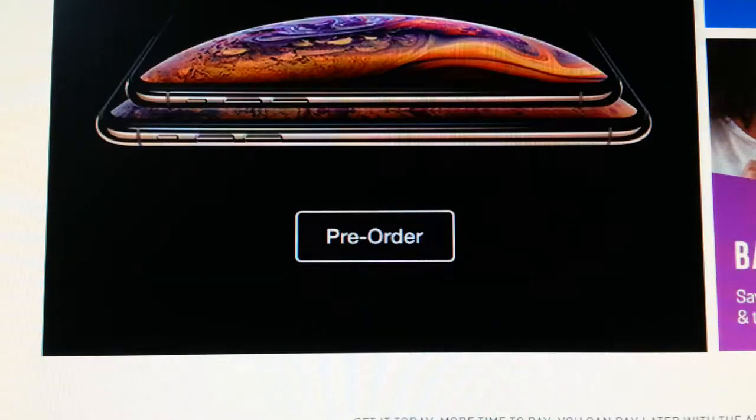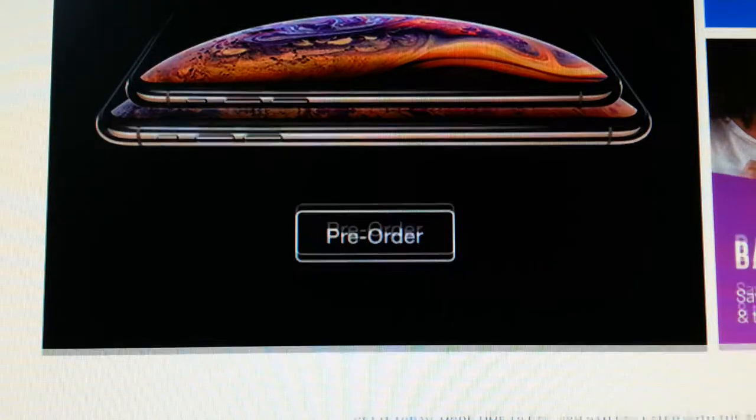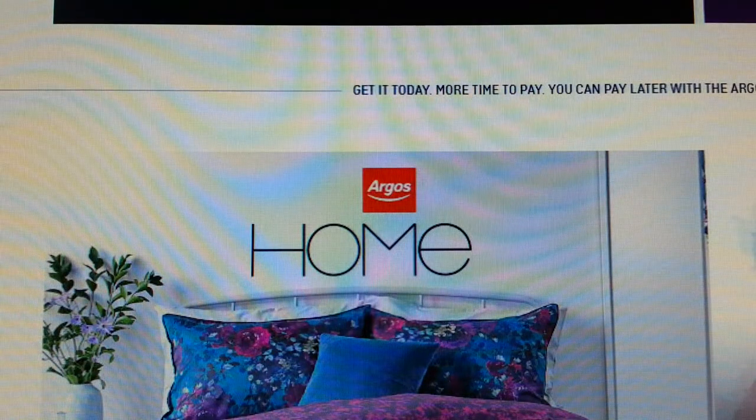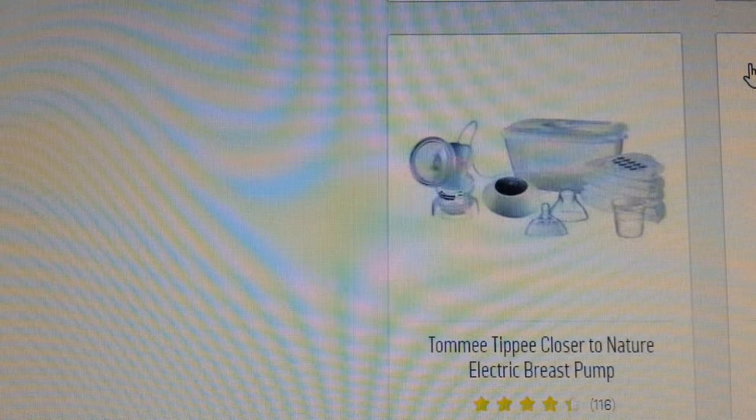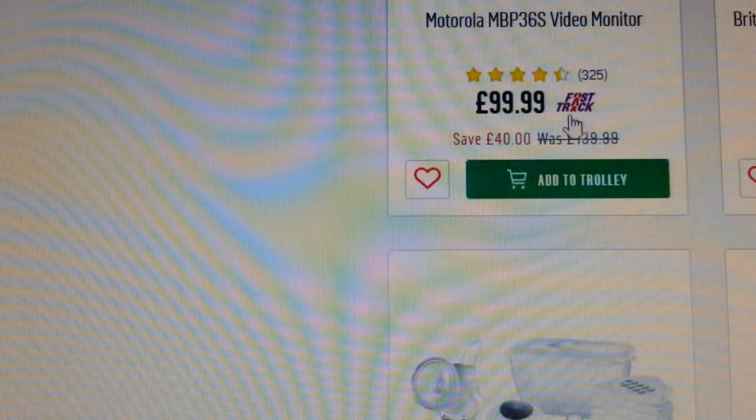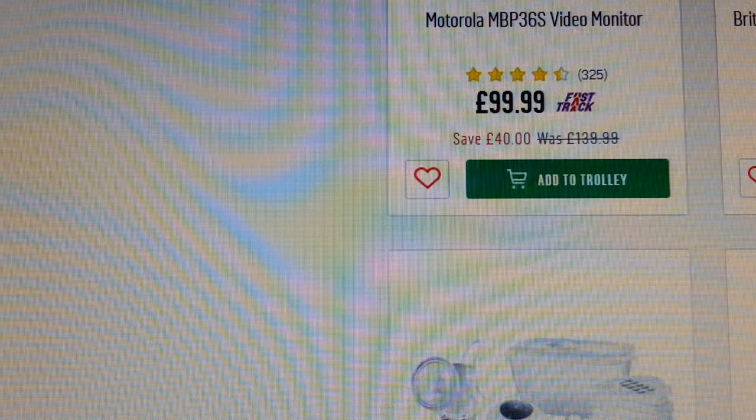Argos. They're telling us they're selling a lot of baby stuff. Look, baby event. Okay, save one third. Look, it's giving us all this suggestion here. Look, can you see? £99, you save 40 quid, you save 17.99 for a car seat, you're saving 20%.